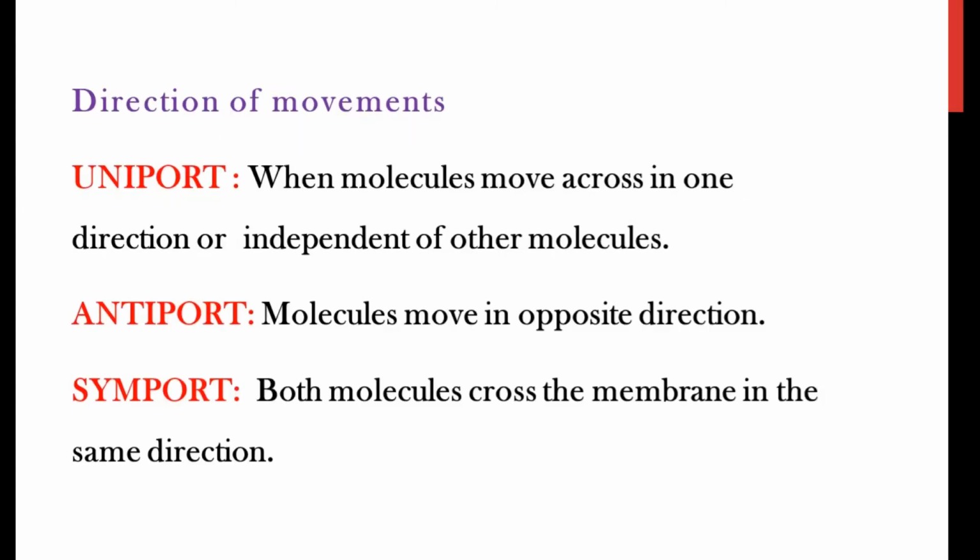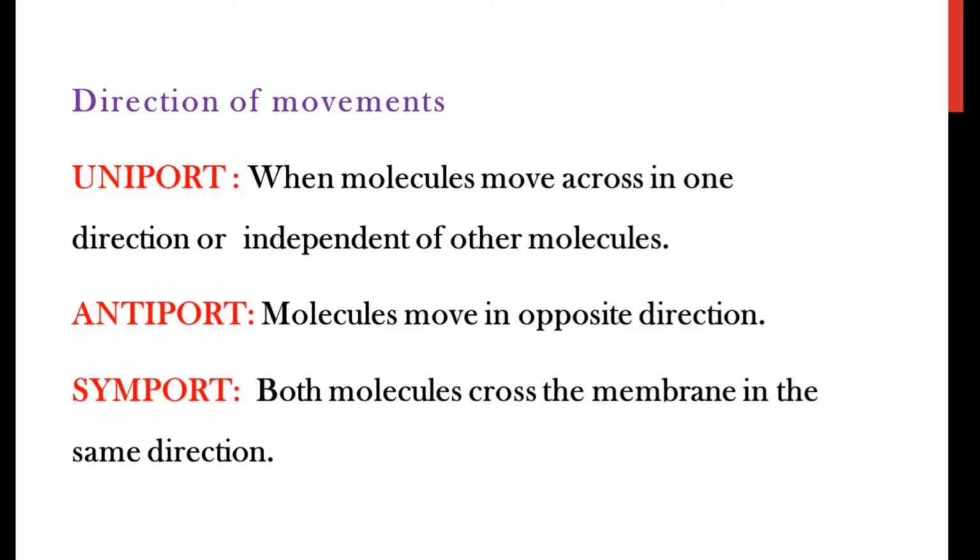Direction of movement is of three types: uniport, symport, and antiport. Uniport: when a transmembrane protein allows a molecule to pass through independently of any other molecule, it is called uniport. Symport: when a transmembrane protein allows two different molecules to pass through simultaneously in one direction, it is called symport. Antiport: when a transmembrane protein allows two different molecules to pass through simultaneously but in opposite directions, it is called antiport.